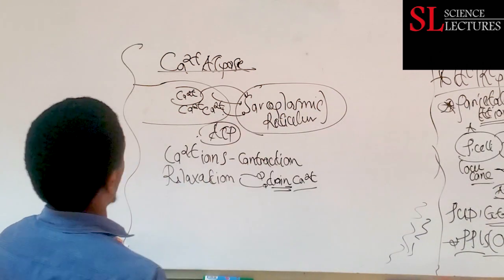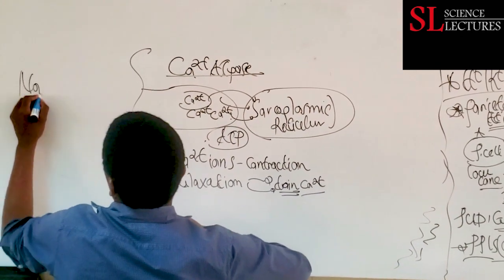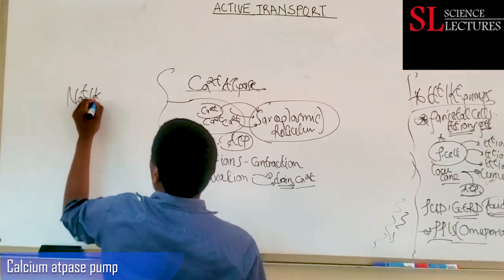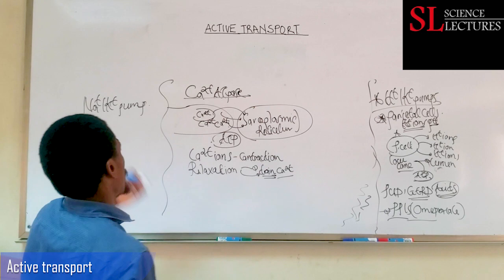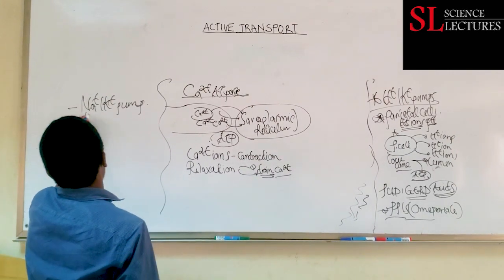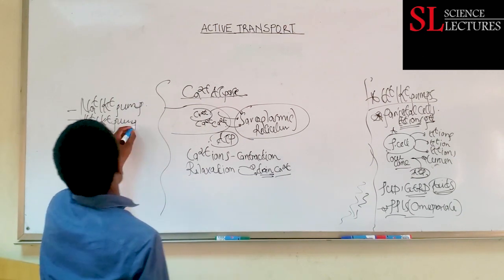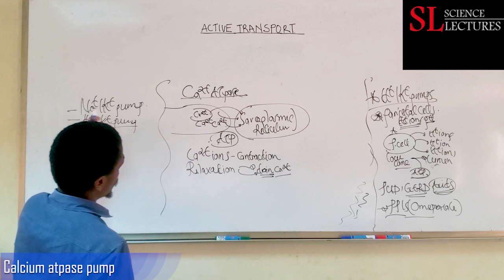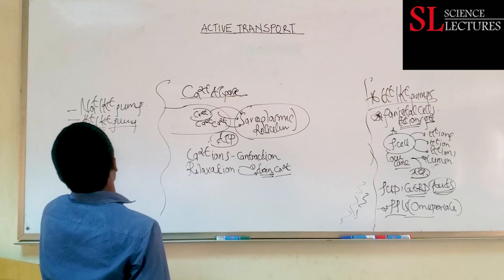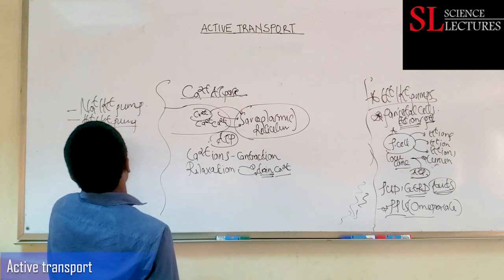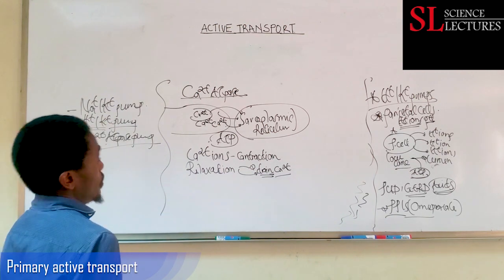So to summarize these examples of primary active transport, we have the sodium potassium pump, which pumps 3 sodium ions out for 2 potassium ions into the cell. Then we have the hydrogen potassium ATPase pump, which is found in the parietal cells, producing hydrogen ions to provide the acidic pH in the stomach. Then finally we have the calcium ATPase pump. So that is it for primary active transport.